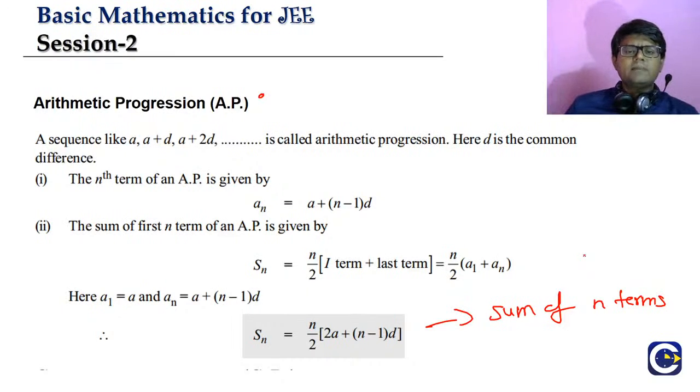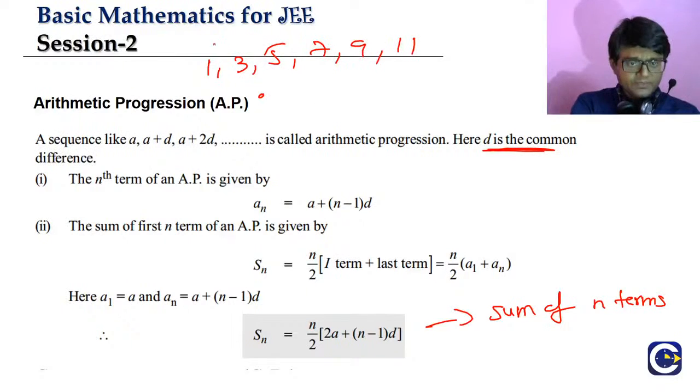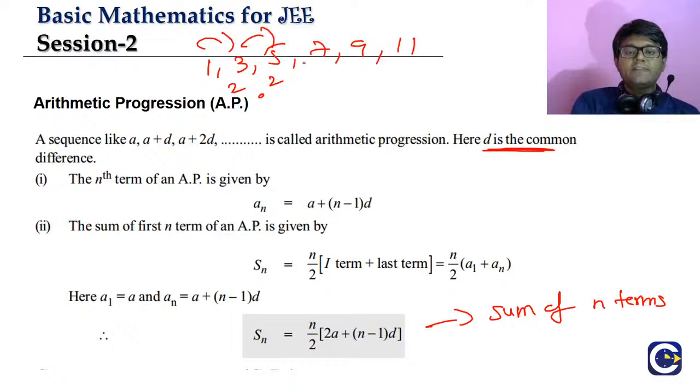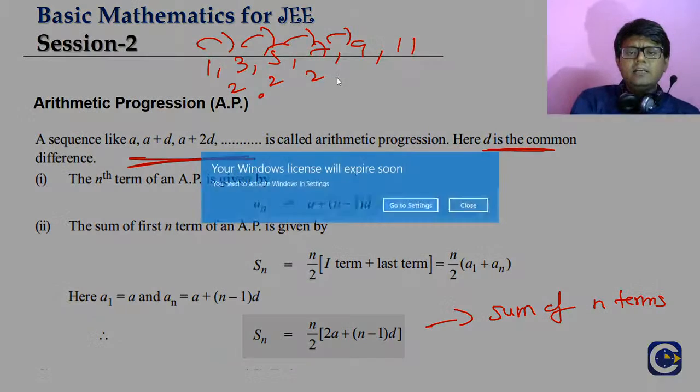But here, what is an arithmetic progression? If you have a sequence of numbers with the same common difference, look at it: we have numbers 1, 3, 5, 7, 9, 11, like that. From 1 to 3, what is the difference? 2. 3 to 5, the difference is 2. 5 to 7, the difference is 2, like that.